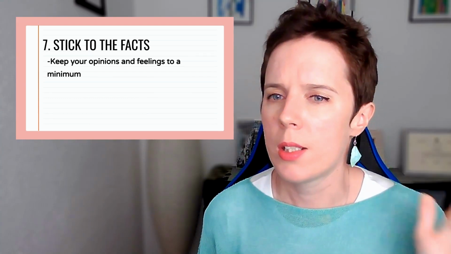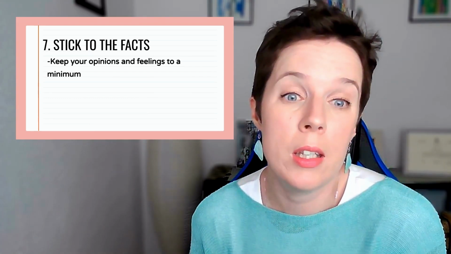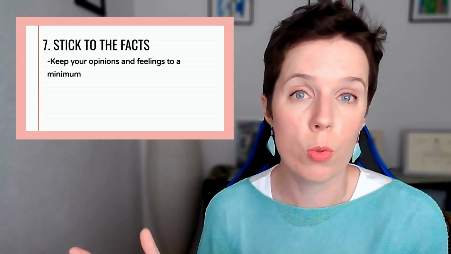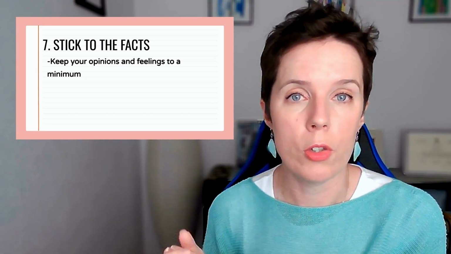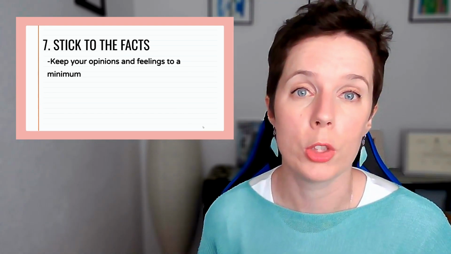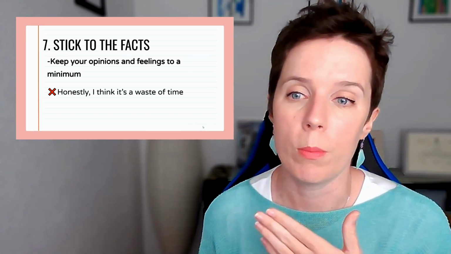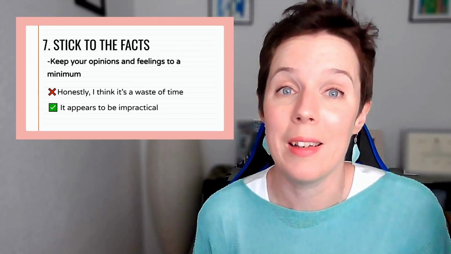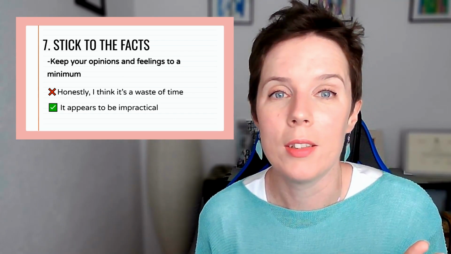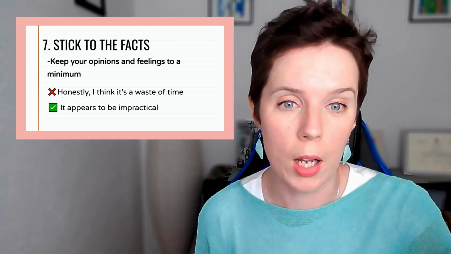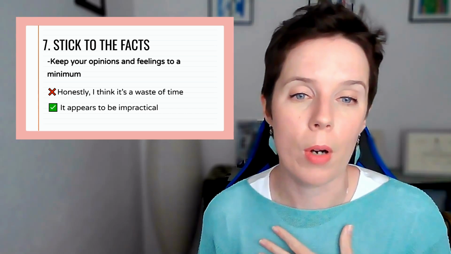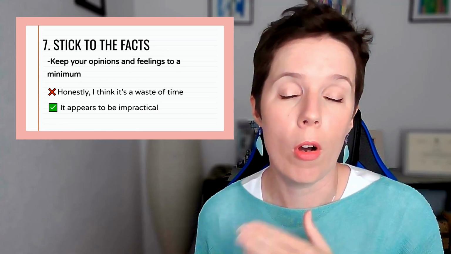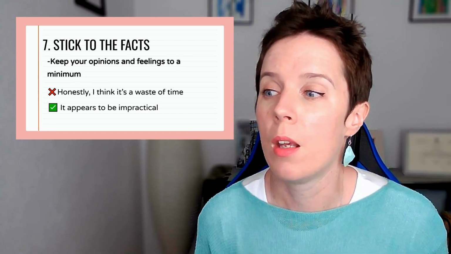All right, number 7, stick to the facts. Okay, often kind of opinionated language is often more informal. In formal writing, we normally write factually and objectively rather than subjectively with opinions and feelings. Okay, so only write facts. So, for example, instead of saying, honestly, I think it's a waste of time, very informal, you can say, it appears to be impractical. Okay, so you're not saying that it's my opinion, you're just saying it looks like, or it appears, waste of time, impractical. Okay, keep your opinions and feelings to a minimum. They're not often included in formal text. Right. Okay, that's number 7.